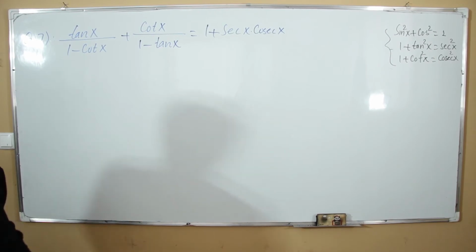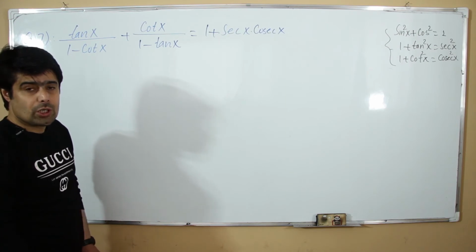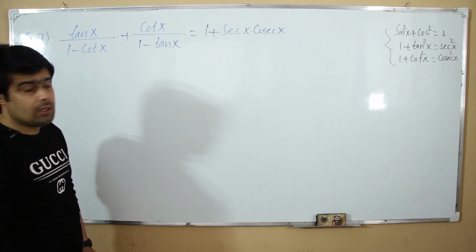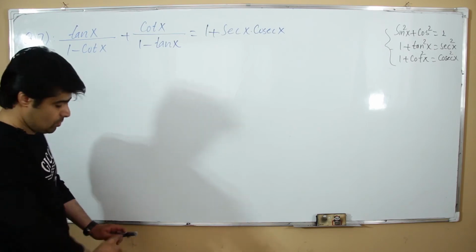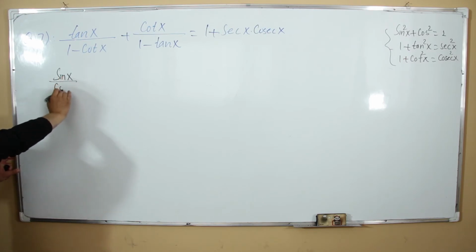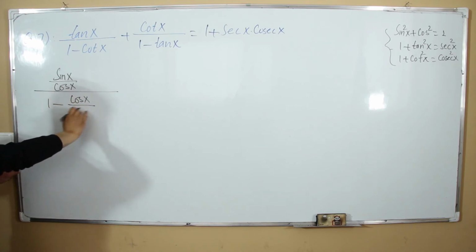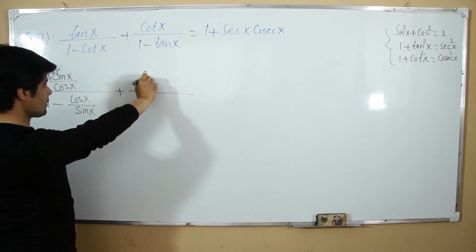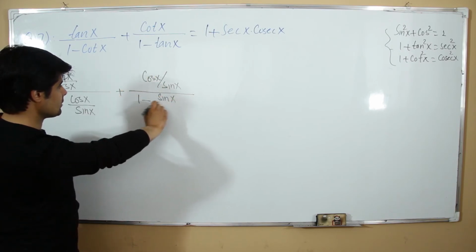Question number 7. Once again you have a mix of tangent and cotangent, and the answer is secant with cosecant. So change all the trigonometric ratios to sine and cosine. First look at the angle. The angles are the same, x, x, x, x, x. Now the ratios are not the same, so instead of tangent we can write sine x divided by cosine x. Yes. 1 minus, instead of this one, cosine x by sine x. Am I right? Yes. Plus, instead of this one, cosine x divided by sine x, and 1 minus sine x divided by cosine x.